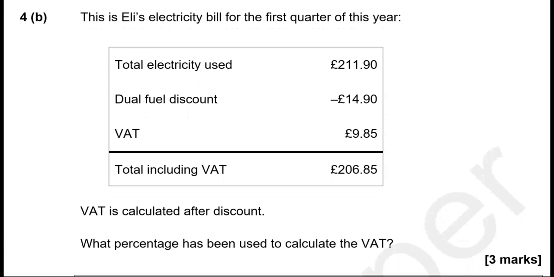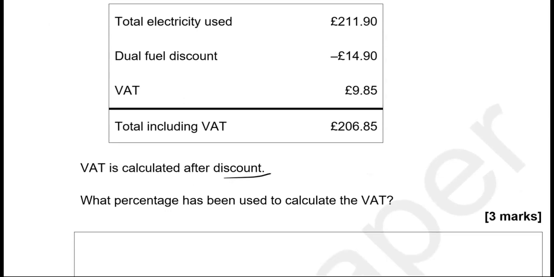This is Ellie's electricity bill for the first quarter of this year. Total electricity used £211.90. Dual fuel discount, that is £14.90 taken off, and VAT £9.85. Total including VAT £206.85. VAT is calculated after discount. What percentage has been used to calculate the VAT?